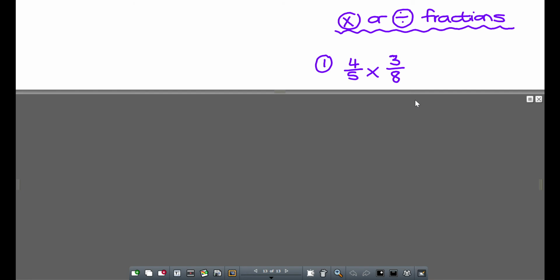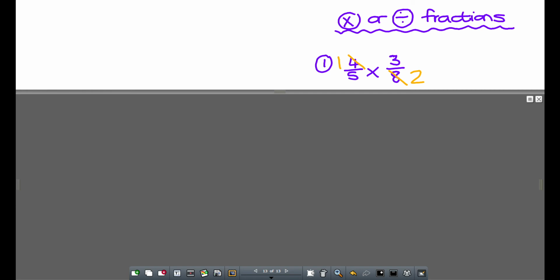Option 1 is cancelling out right from the start. So how do we cancel out again? Up and down or across. Can you see that this 4 and the 8? 4 will go in once and 4 will go in twice.